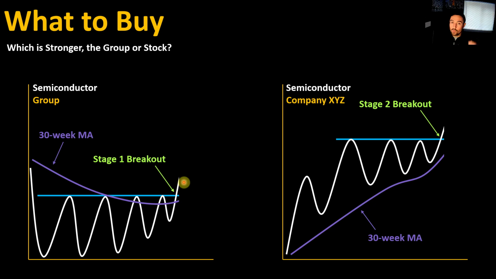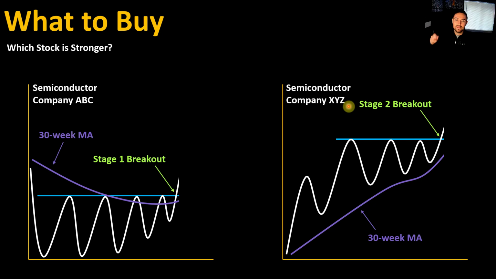This is good. You always want to look for the stocks that are stronger from a stage analysis perspective than the group. And then we can also look at which stock is stronger. So this is where, again, it may differ if you're a trader or an investor, but which stock is stronger? So we've got semiconductor company ABC, and then we've got semiconductor company XYZ.